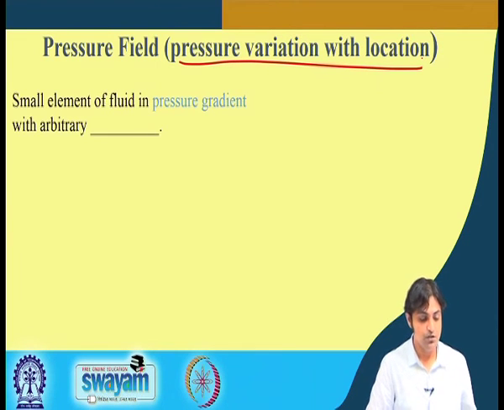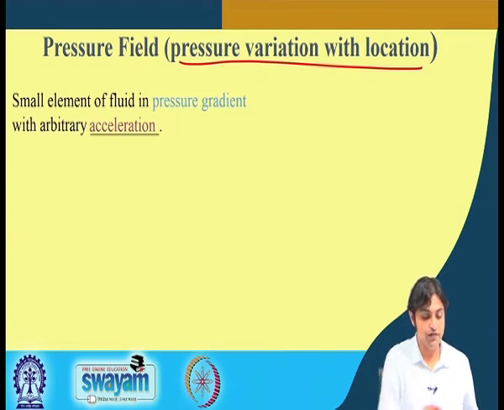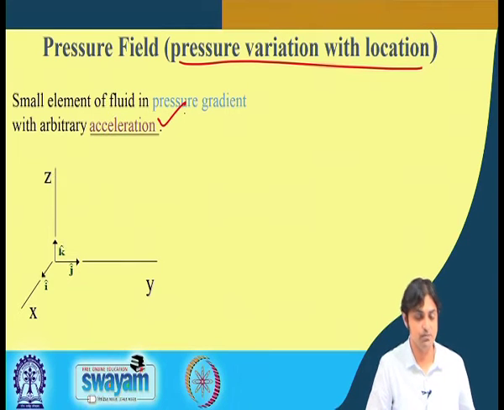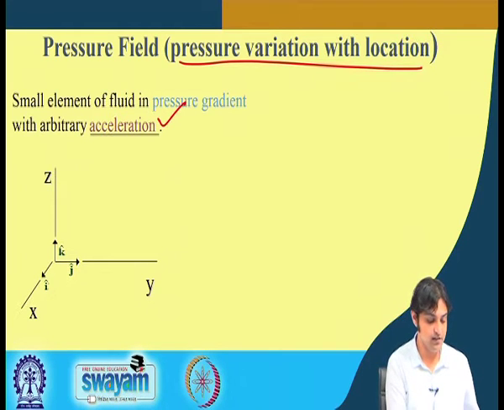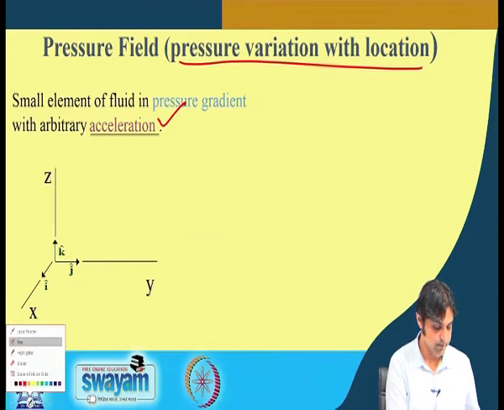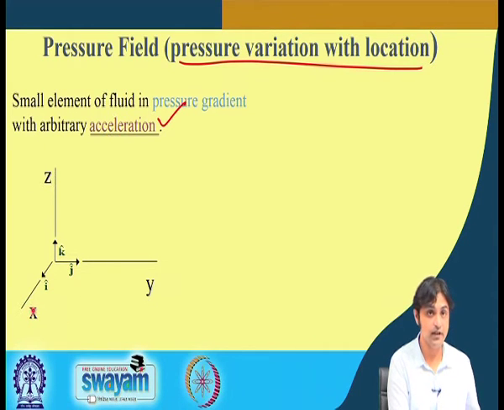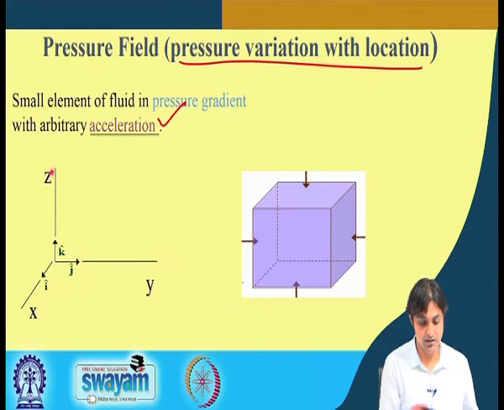Okay, so we assume a small element of fluid in a pressure gradient with an arbitrary acceleration. That is where our assumption is. We define our axis as x in this direction. So this is the x direction, this is the y direction, and this is the z direction. We are assuming a mass of fluid in cubical format. This is the fluid element.